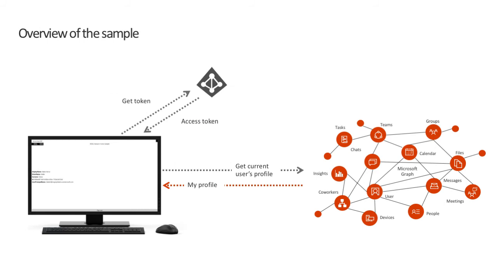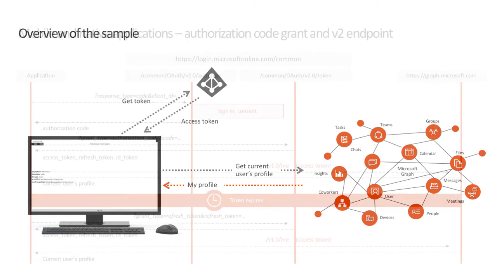So let's look at how this application works. It works just like the other ones in the sense that it's first going to request the token from Azure AD. If the user's not signed in, they're going to be prompted to sign in first. They'll then get that access token, and then that access token will be used by the application to call the Microsoft Graph to get the current user's profile, which will then be returned and shown within the application.